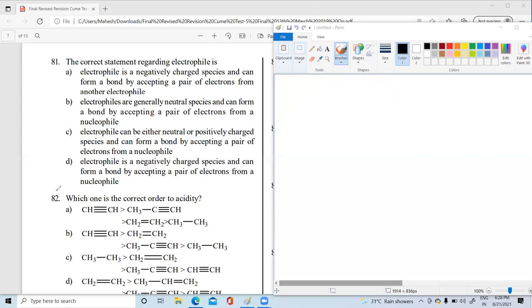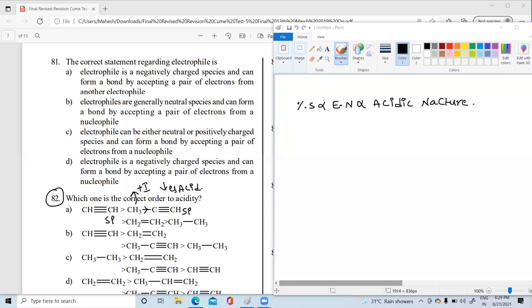Next, question number 82, students. They are asking the acidic order. We have ethyne, propyne, ethylene and ethane. Percentage of s character is directly proportional to electronegativity, and electronegativity is directly proportional to the acidic nature. In propyne, it is sp hybridized carbon, and here also sp, but one electron donating group is there. An electron donating group decreases the acidic nature.